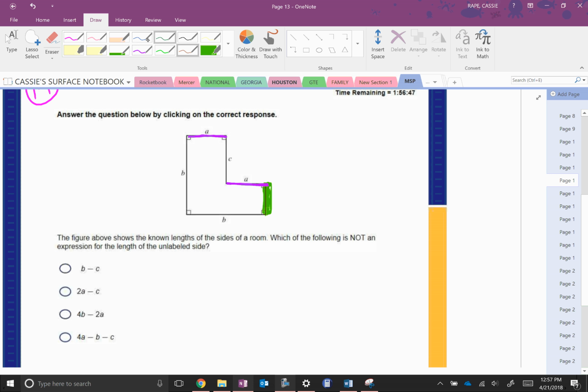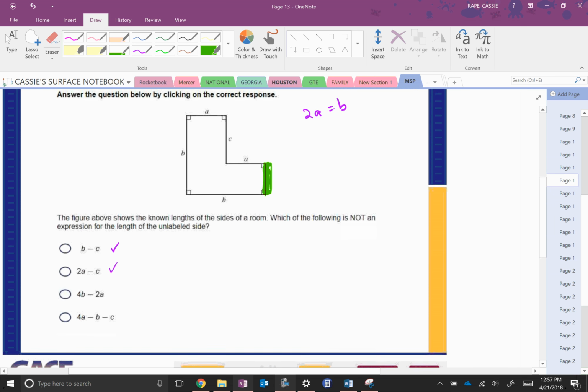They go, okay, first of all, if you take this whole length B, so let's just back this up, and then you subtract out C, would you end up with that unlabeled side? So yes, you would. Keep in mind we're looking for something that is not an expression. The next one says if you take 2A, well, keep in mind we just said that 2 A's make a B. So if you take 2A minus C, that's the same as just substituting 2A in for B, so that's also true.